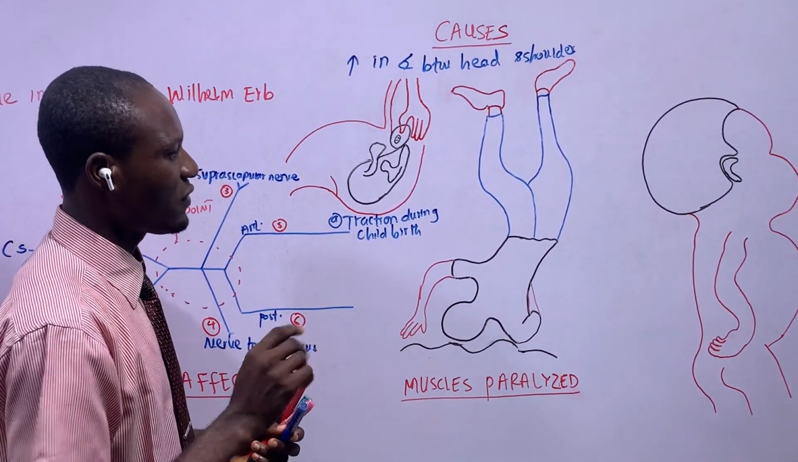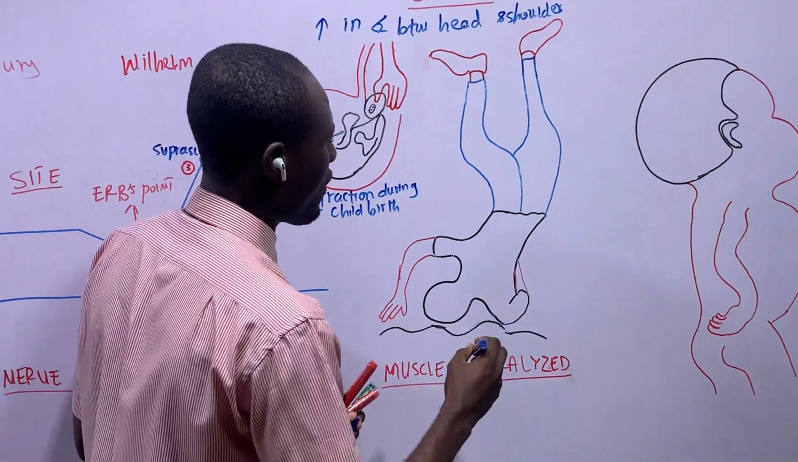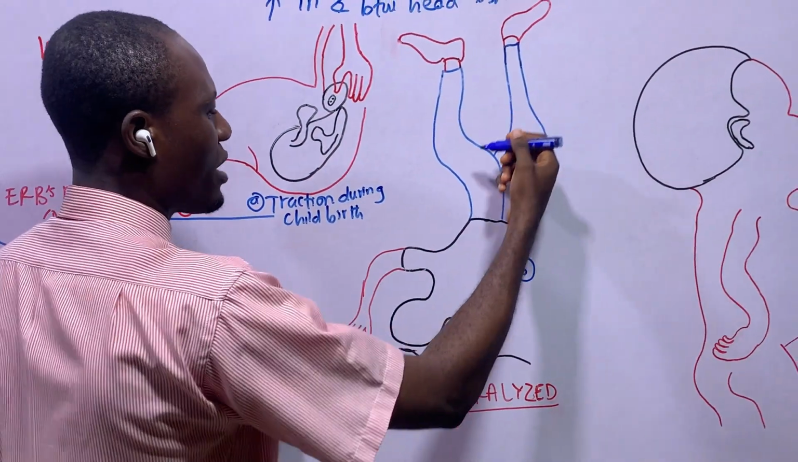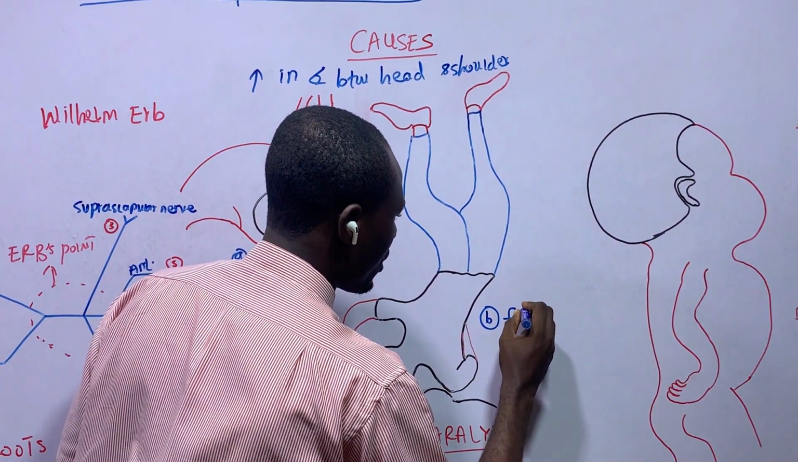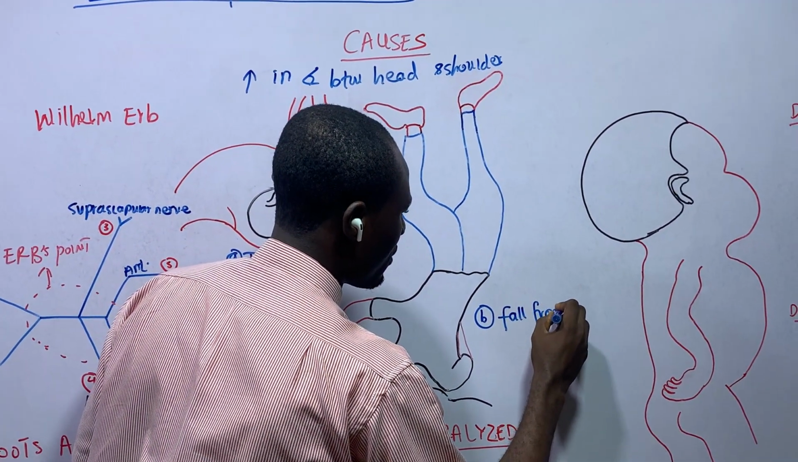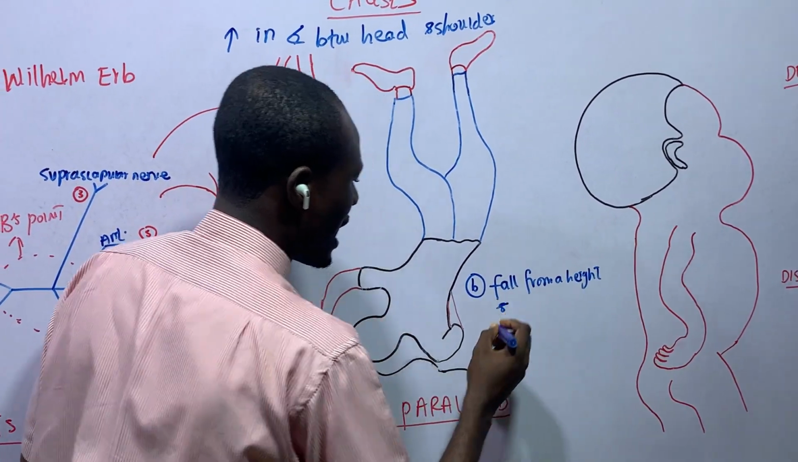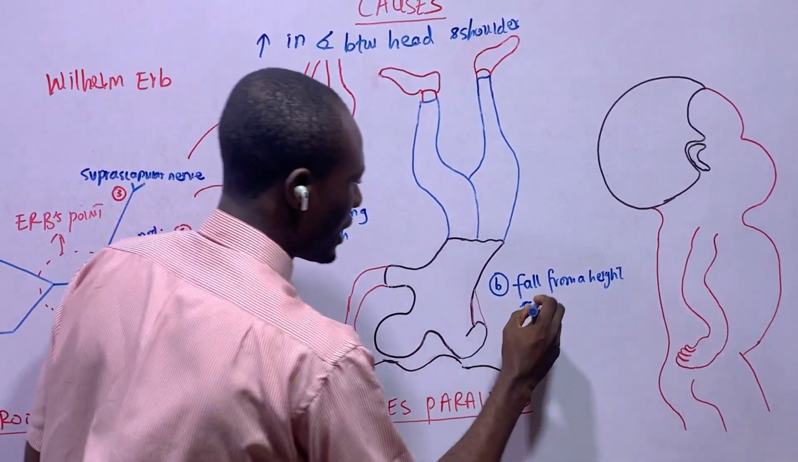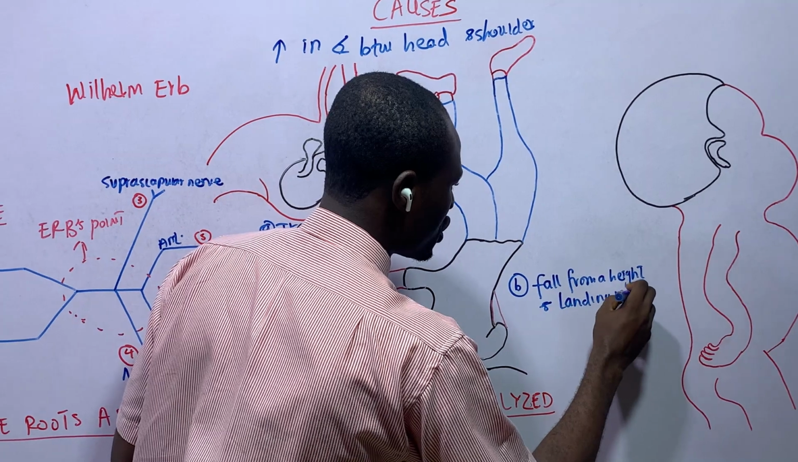So the second cause of Erb's paralysis is when there is a fall from a height, as we can see in this case. So there's a fall from a height, okay? Not just that, but landing with the shoulder.